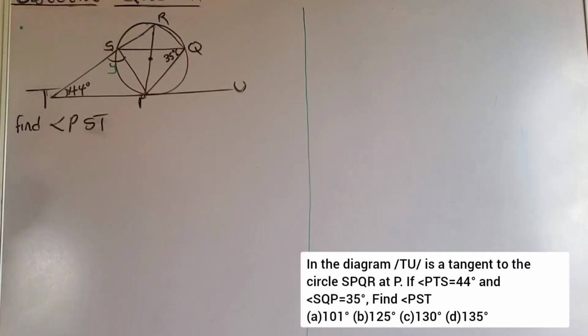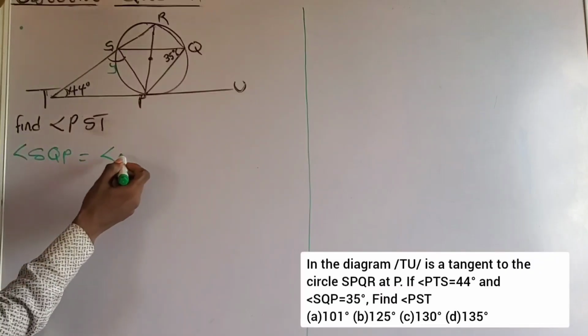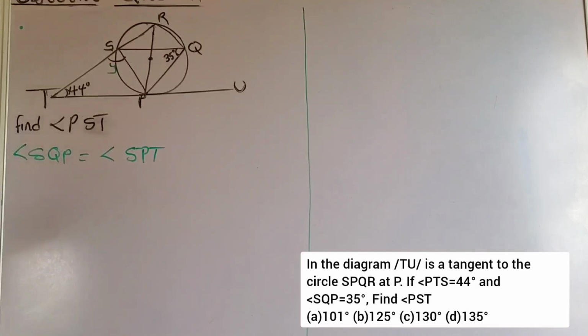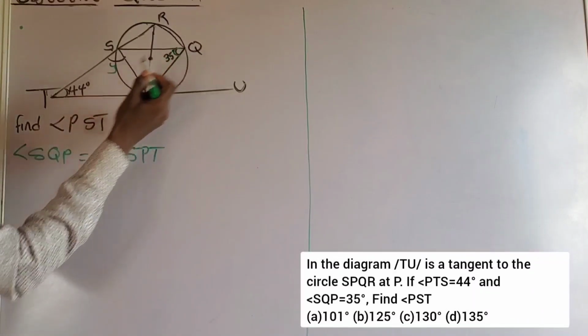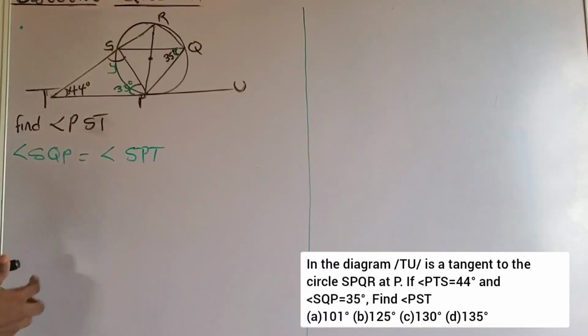Please pay attention. I want to start the solution right now. This is circle geometry, and in circle geometry, there are many theorems. One of the theorems is that angles in alternate segments are equal. So angle SQP is equal to angle SPT. The reason is that angles in the alternate segments are equal. So this angle that you see here is equal to this angle, that is 35 degrees. Do you understand?